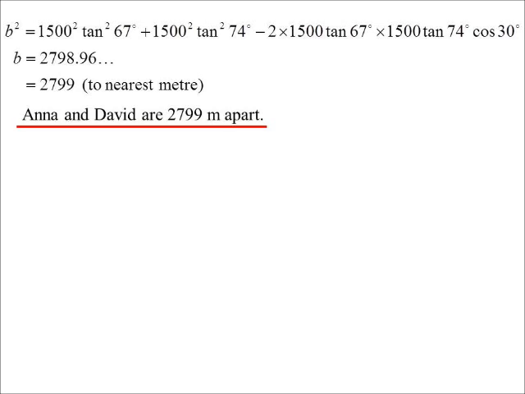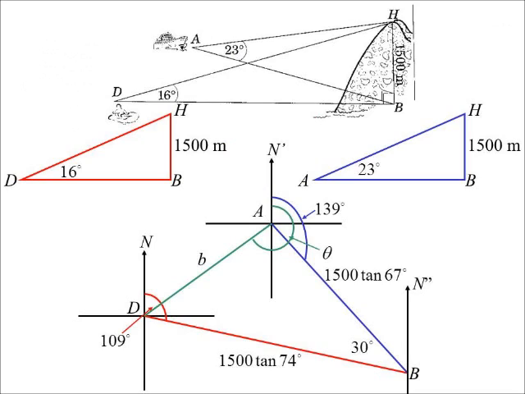B turns out to be, to the nearest metre, 2,799 metres. That was the first part. The bearing as well we wanted to find. Okay, so we know how far apart they are. Let's go back to our diagram.